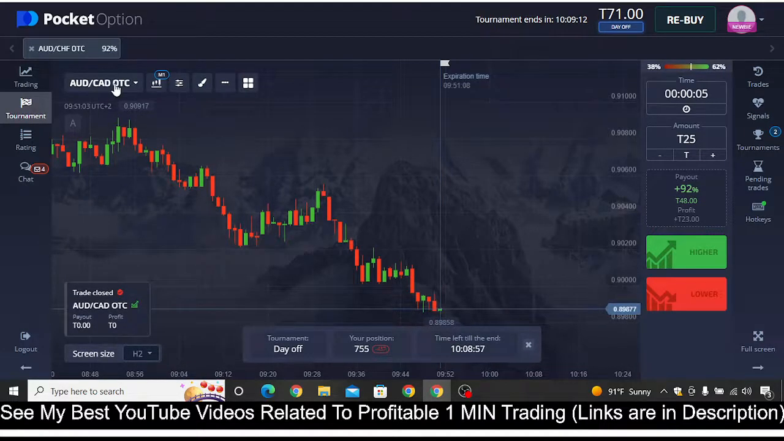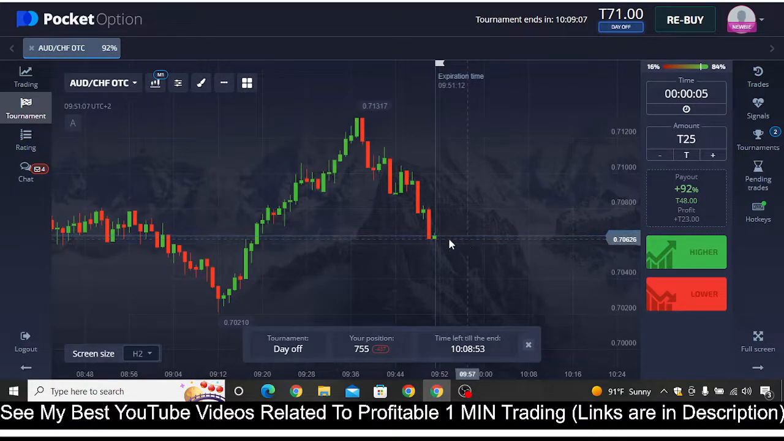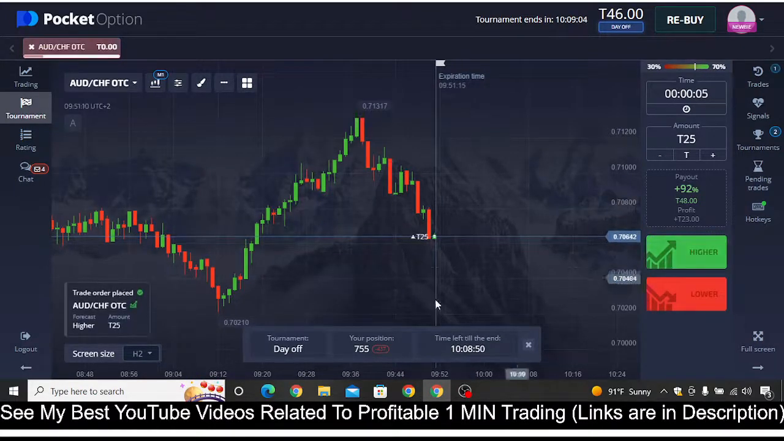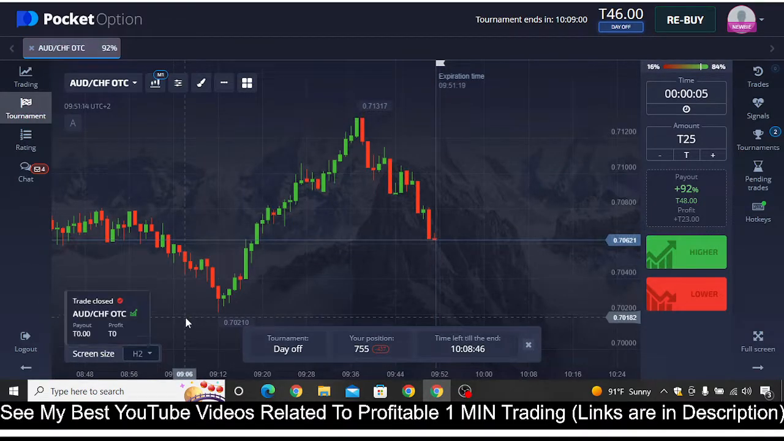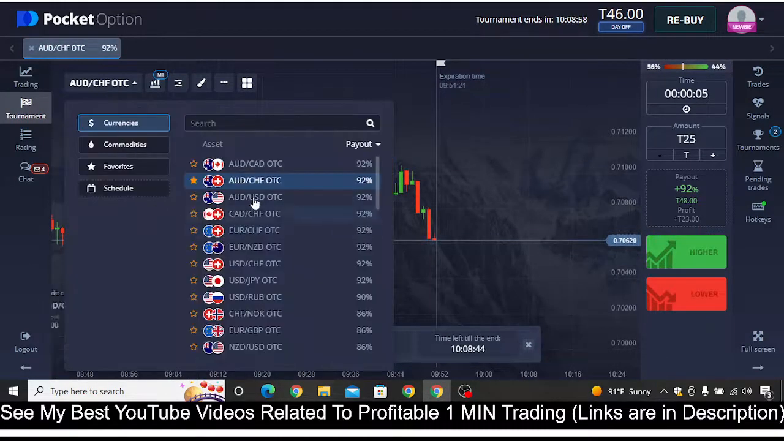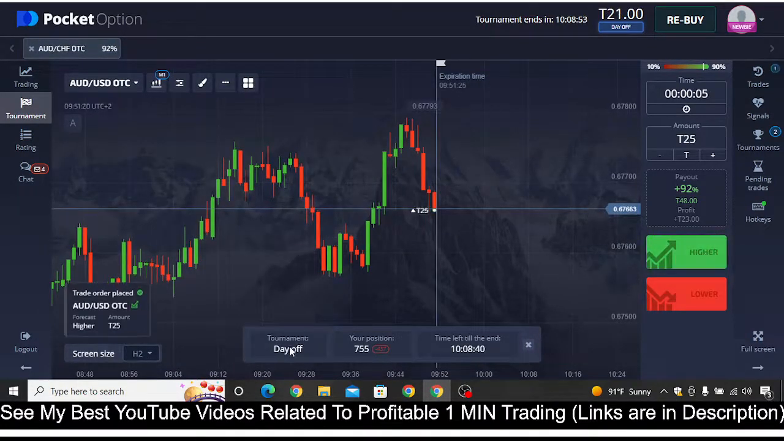Again made a loss, so let's select another one. It's also going down, so let's make a trade by clicking on higher. So let's see. So we made a loss in this also. Again another currency pair, let's go. It is going down, let's click on higher.